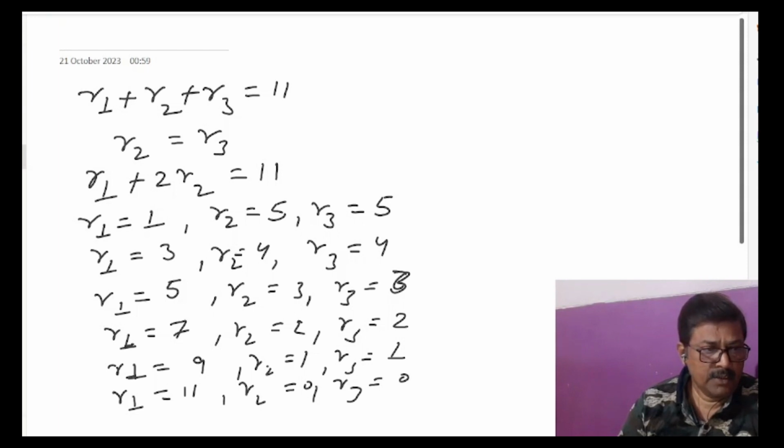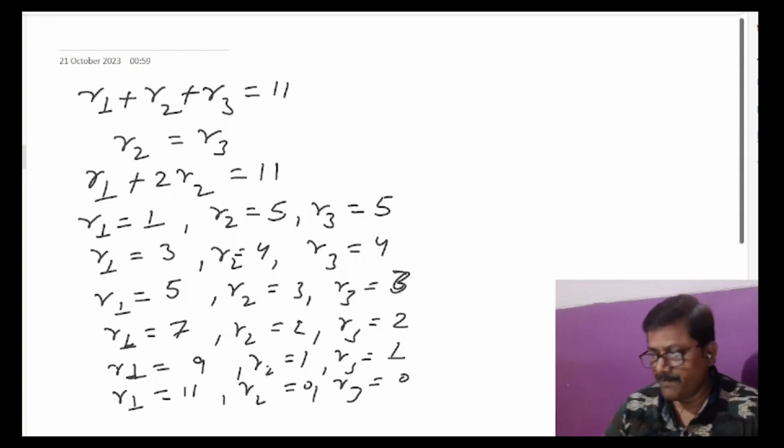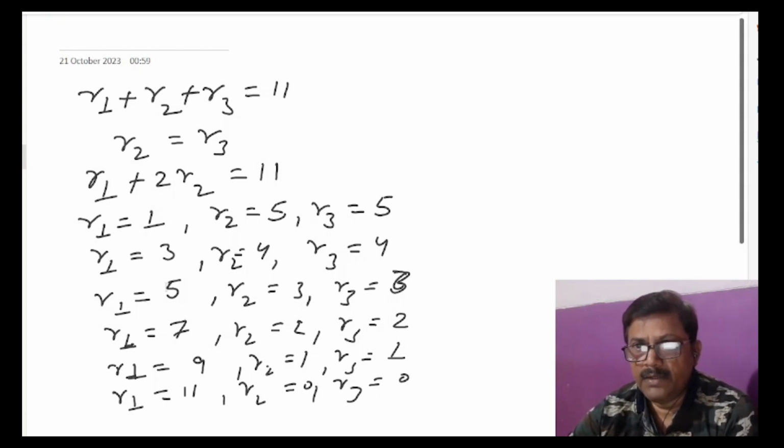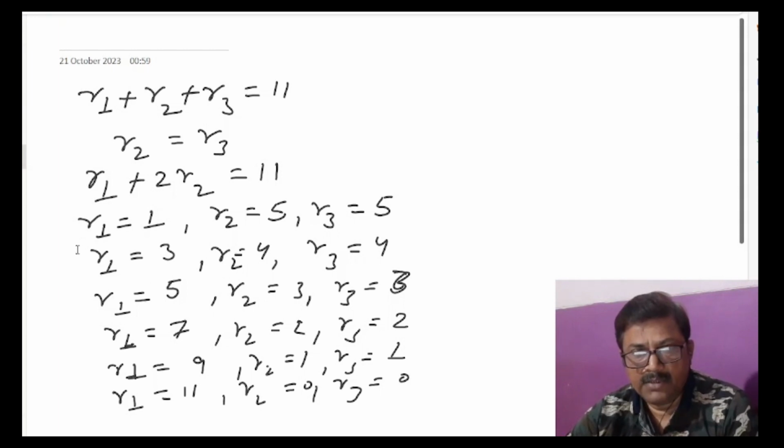Okay. So these possibilities are there. Okay. So how many? 1, 2, 3, 4, 5, 6. Total 6 possibilities. So total 6 terms will give term independent of x. Now I will put these sets in our formula. Each set will give a term independent of x. So there will be a total of 6 terms independent of x.